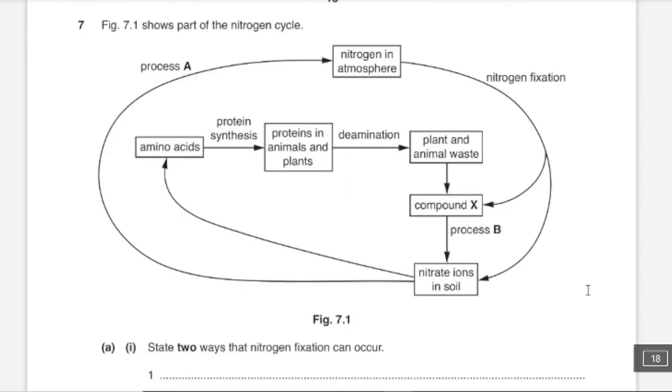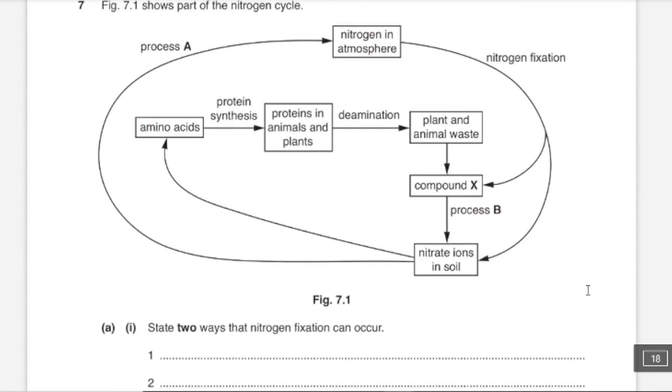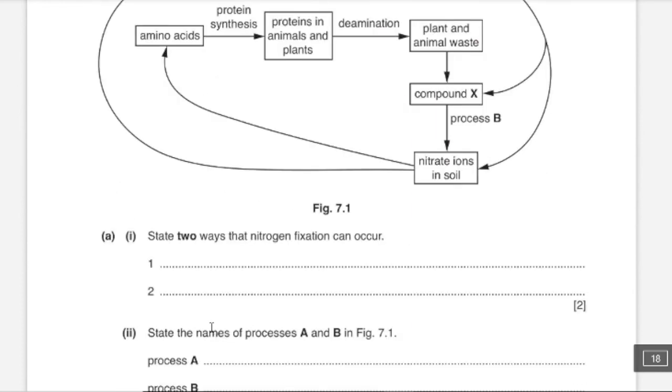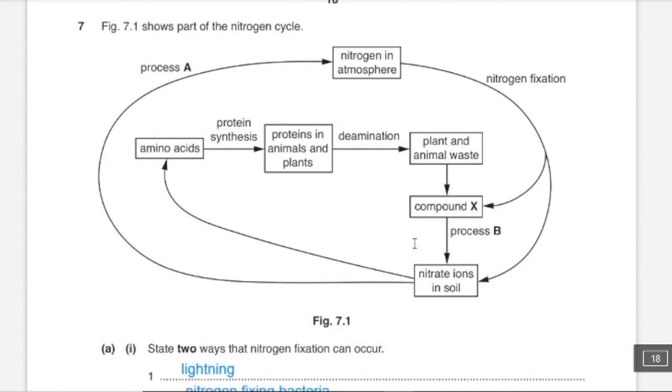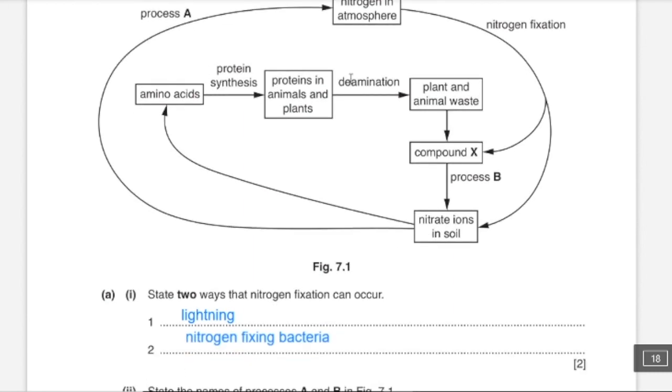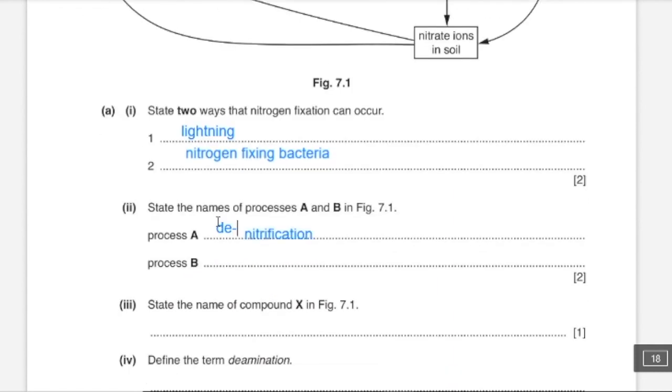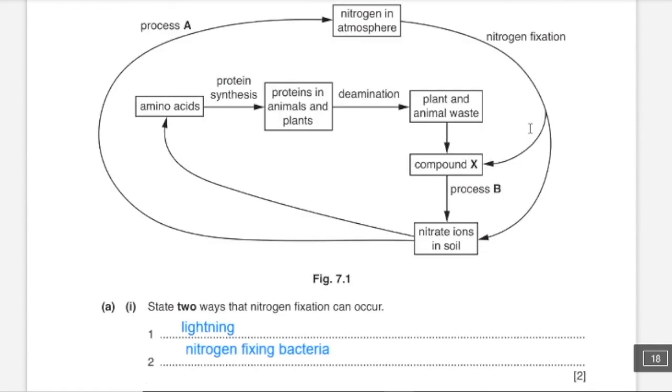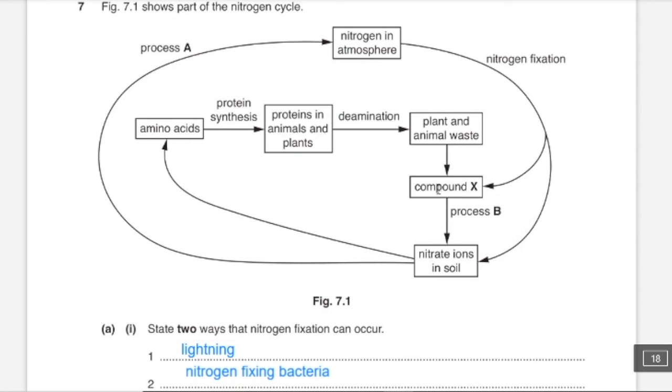Moving on to question number 7. Figure 7.1 shows part of the nitrogen cycle. A1: state 2 ways that nitrogen fixation can occur. Okay, that can occur by lightning. Alright, state the names of the processes A and B. Let's see what process A is. Conversion of nitrate ions in soil to nitrogen in atmosphere, that is denitrification. And what is process B? Process B is conversion of compound X to nitrate salts. Let's see what compound X is.